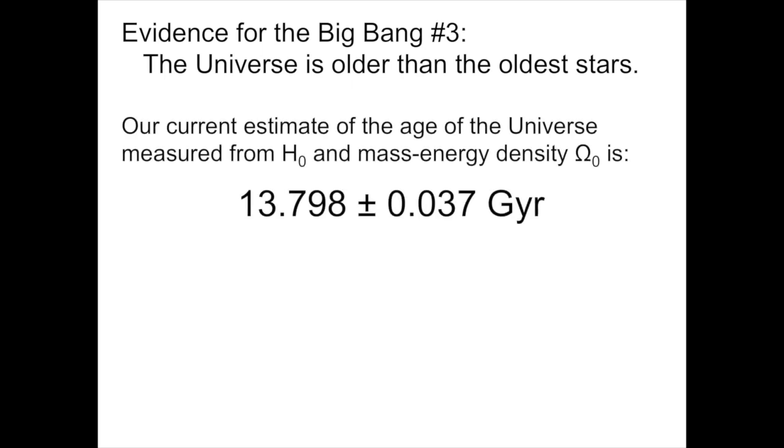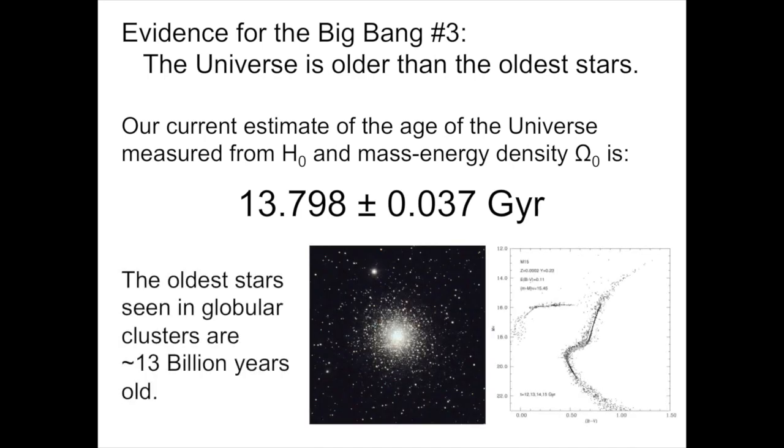Evidence for the Big Bang number three. The estimate of the age of the universe from the Hubble time is older than the oldest stars. Our current best estimates of the age of the universe, measured from a combination of the Hubble constant, the current day rate of expansion of the universe, and the mass energy density, omega naught, the amount of matter and energy in the universe today, is that the Big Bang, this current phase of expansion of the universe, began 13.798 plus or minus 0.037 gigayears ago.